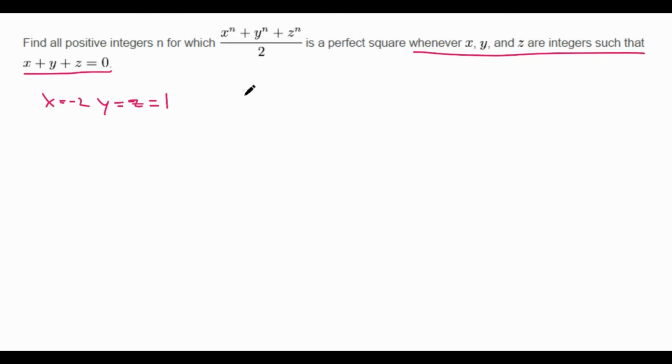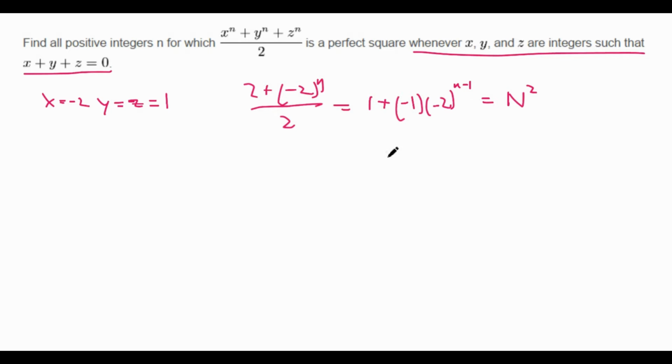We have 1 to the n plus 1 to the n, that's just 2, plus -2 to the n, all over 2, which gives 1 plus, factoring a 2 out, -1 times -2 to the n minus 1. And this is a perfect square, so it equals some m squared. So now what do we notice here?